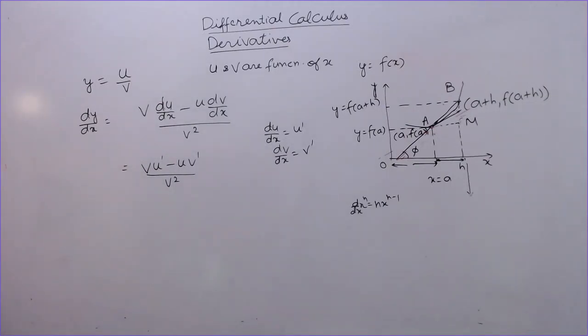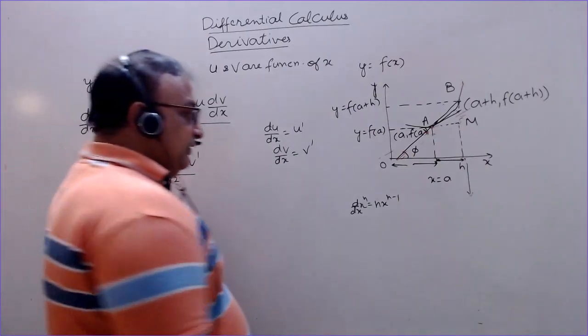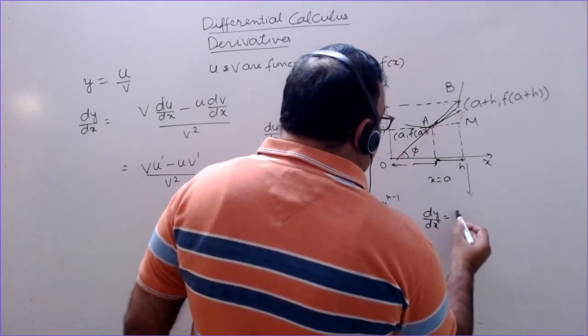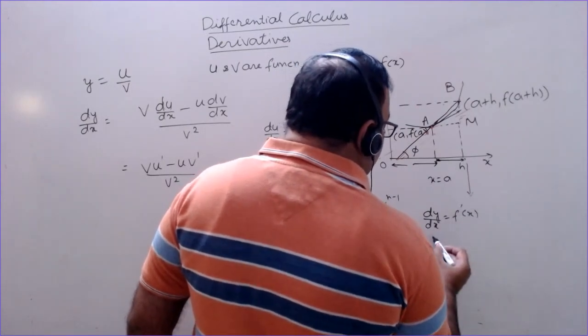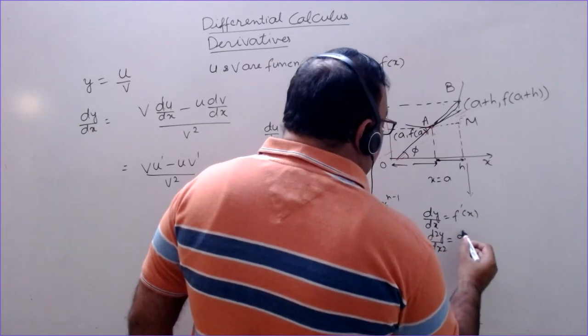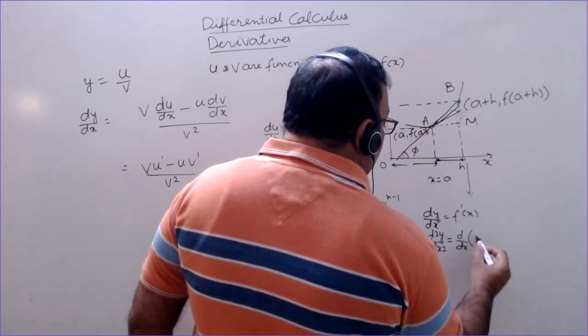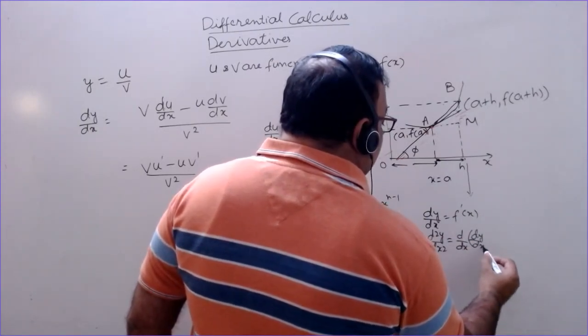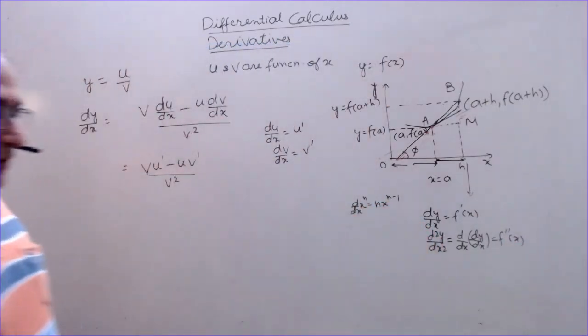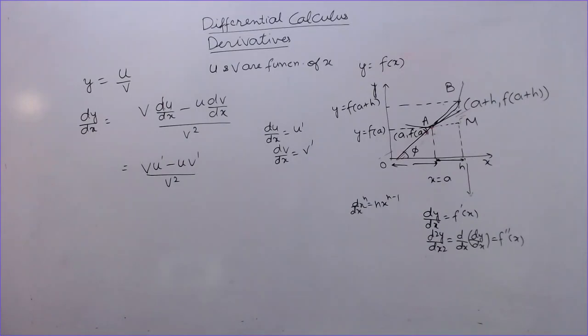The dash represents the order of the derivative, first derivative. So dy by dx is f dash x, the first derivative. The second derivative d2y by dx square is d by dx of dy by dx, f double dash x, and so on you can write. The nth derivative is written as f n dash x.